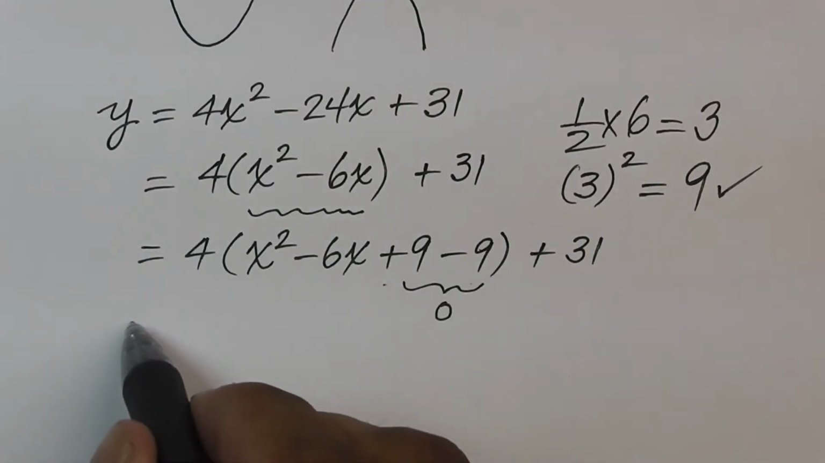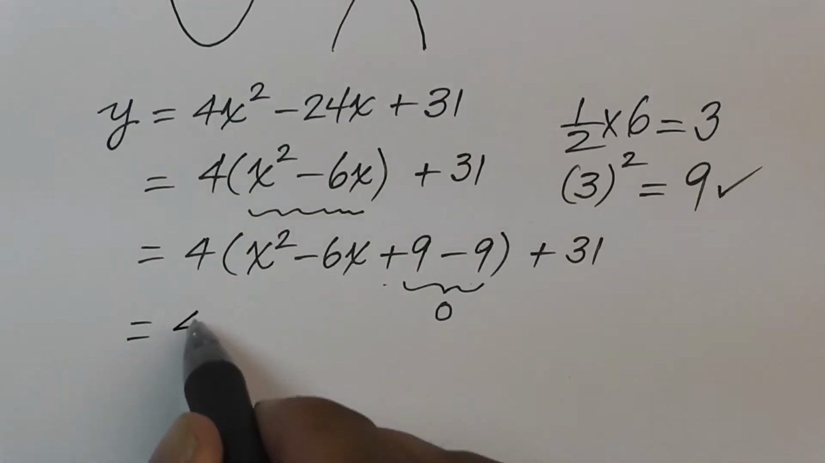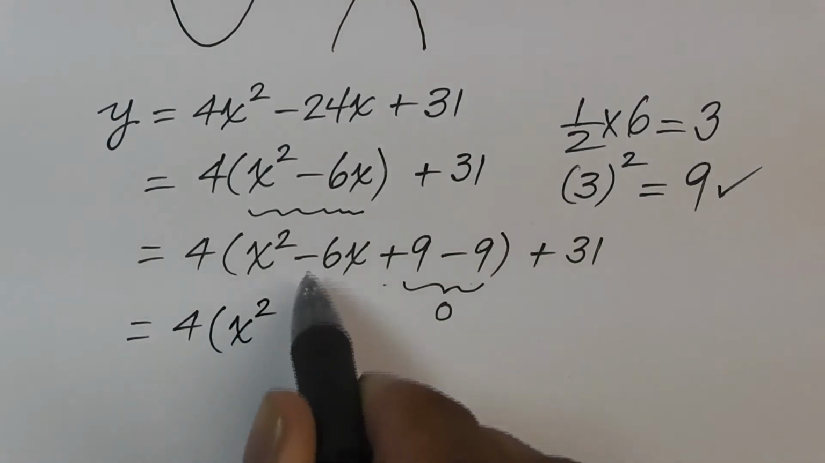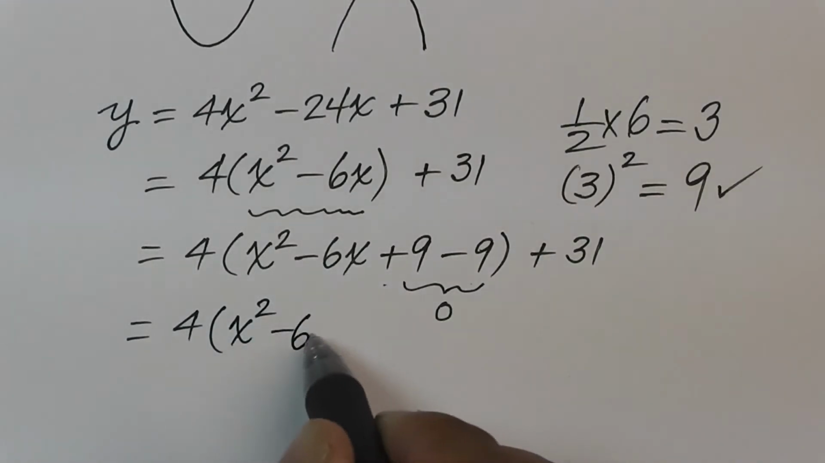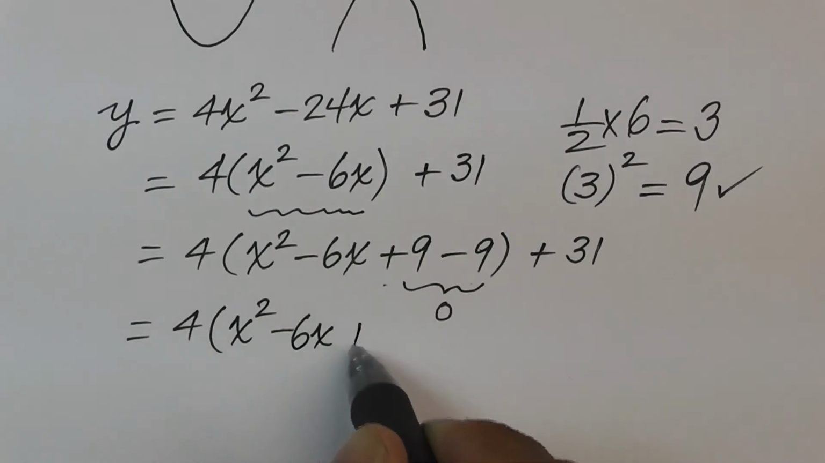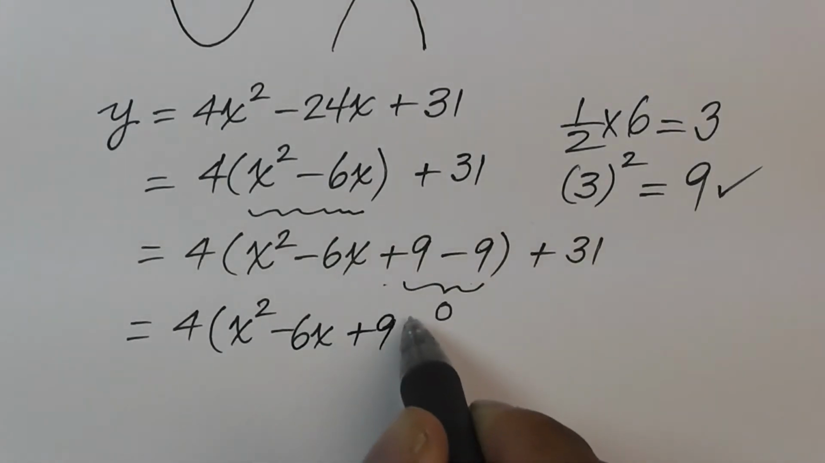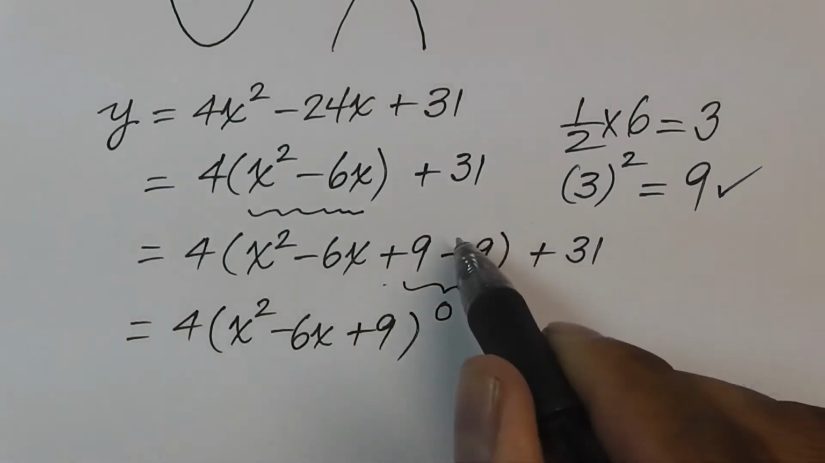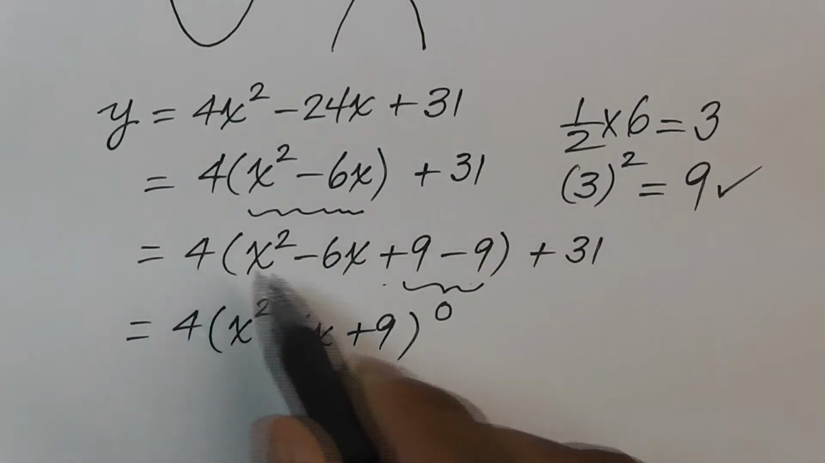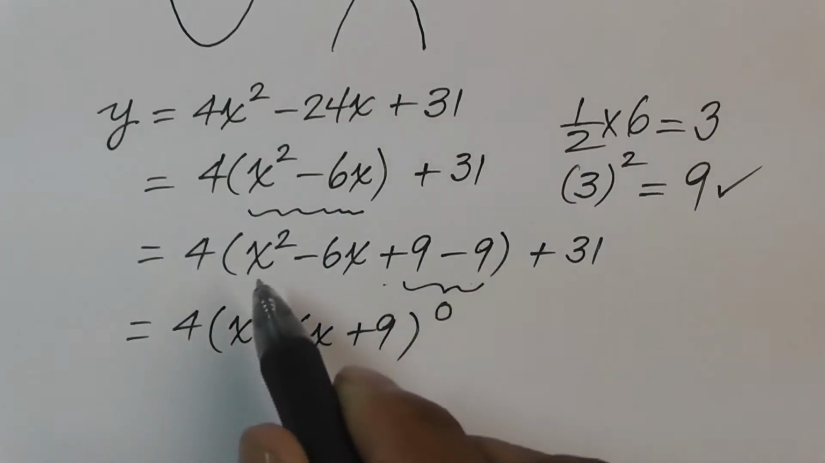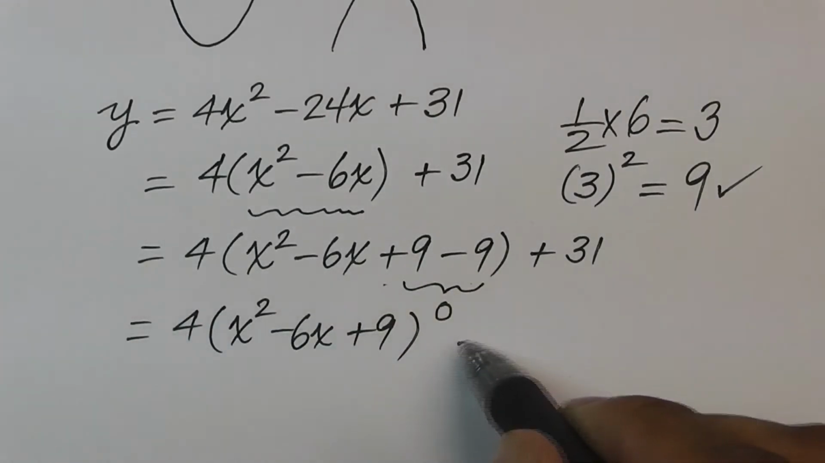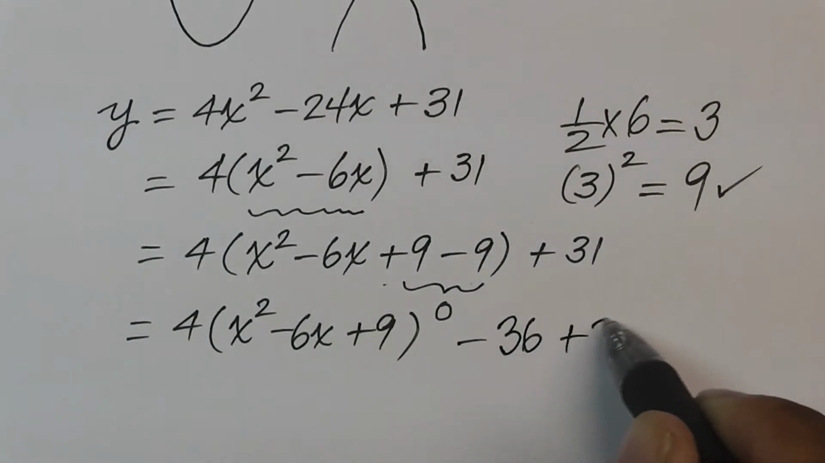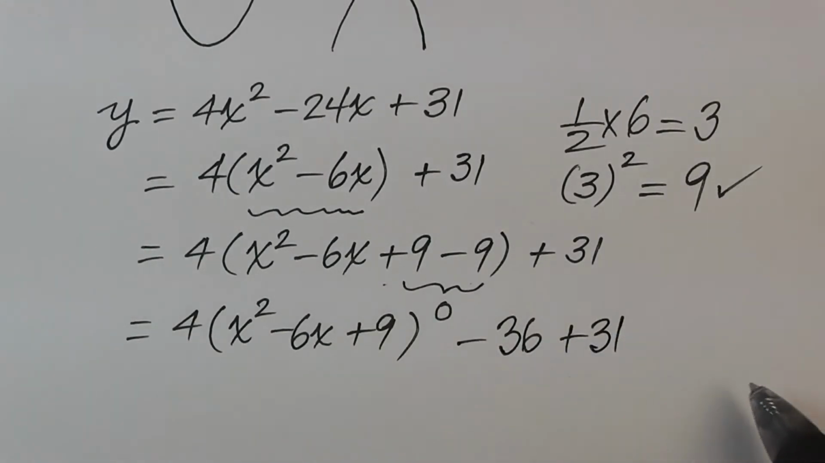Next step. 4 times x squared minus 6x plus 9. Close brackets. And I need to take this negative 9 and multiply it by the 4. Negative 9 times 4 will give me negative 36. And I still have my 31.